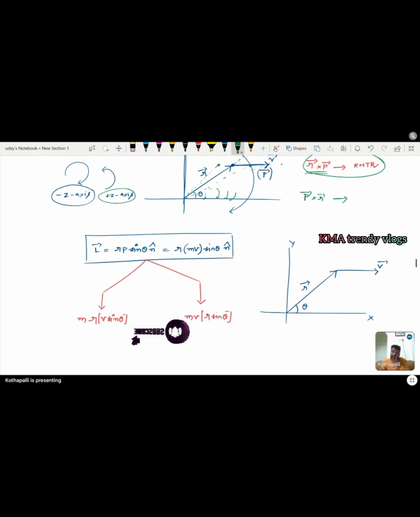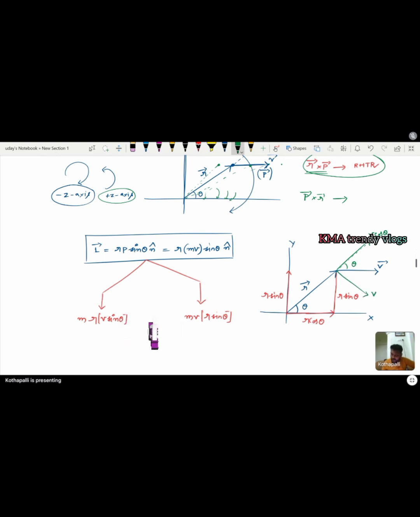Now, see the components of r. What will our components be? This component will be r cos theta, isn't it? And this component will be r sin theta, which means this is r sin theta, right? Yes. Now, what if I take the components of v? Because this also will be theta, this component will be v cos theta.